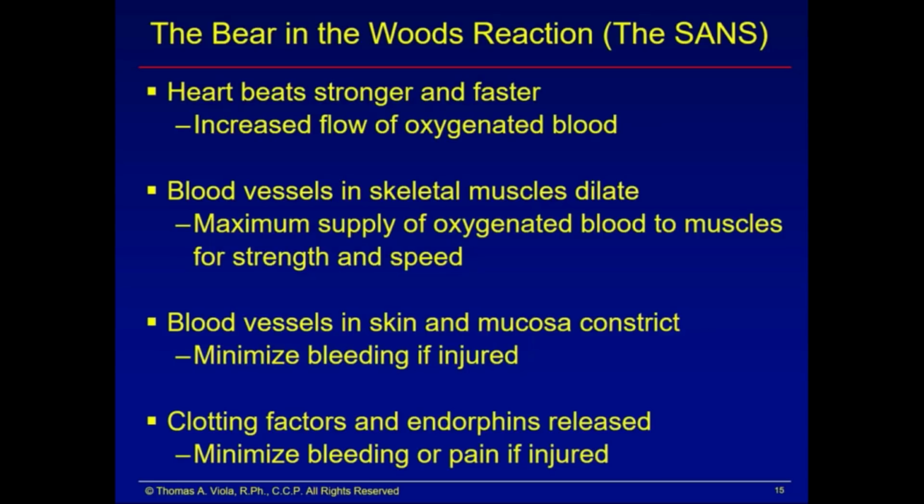So, you get really scared? What color is your skin? It's pretty pale, right? Clotting factors and endorphins released. Well, the bear did get me at some point. Just grazed me with a claw. But I had blood spurting out of my leg and had no idea. Again, clotting factors and endorphins to minimize the bleeding and the pain. Should have been bleeding a lot more based on the injury? Yeah, it was the clotting factors that saved me.